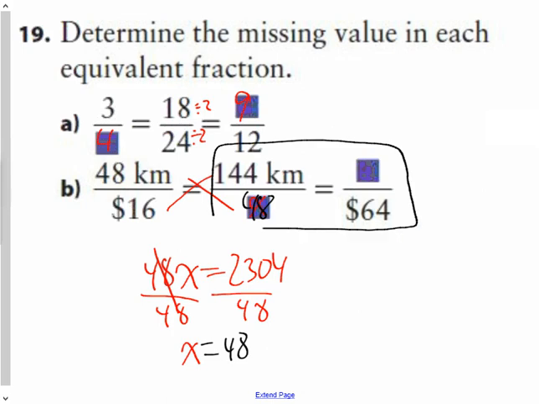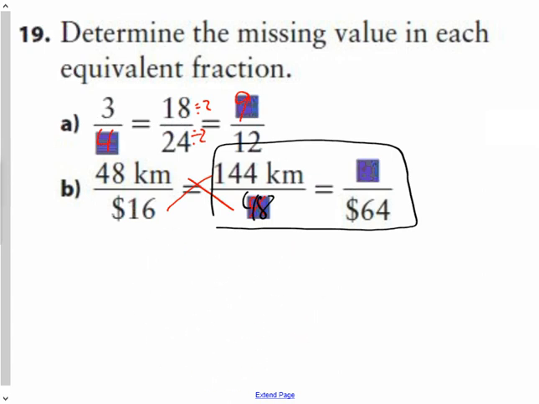Now if I look at the next proportion, I have 144 over 48 equals I don't know over 64. What's probably the best way to solve this? Do you know what 48 times what is 64? Do I know what I multiply that by? That's no good. What's the easiest way to use? Let's do cross multiplication again.